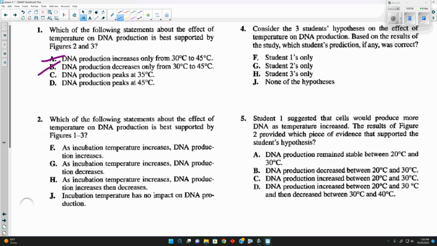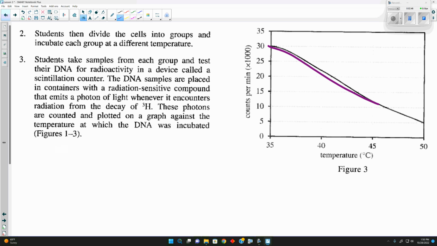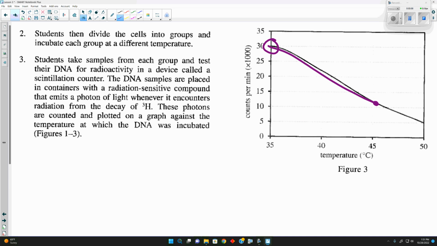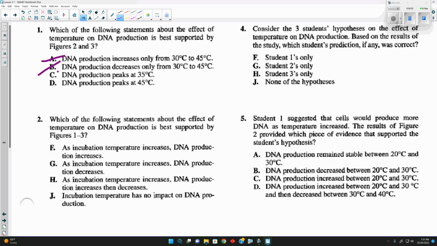So DNA production peaks, so it's either peaking at 35 degrees or 45. So at 45, we're down here. Is that a peak? So at 35, it's up at 30, yes? Over here at 35, it's up at? So C is the correct answer, yeah. Because for this one here, we were really just looking at the 2 charts and seeing do they match up.